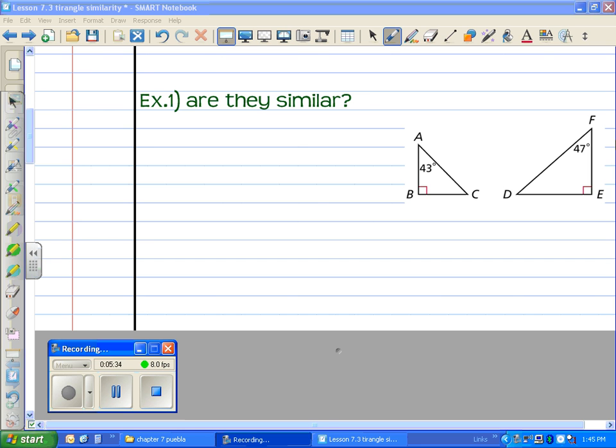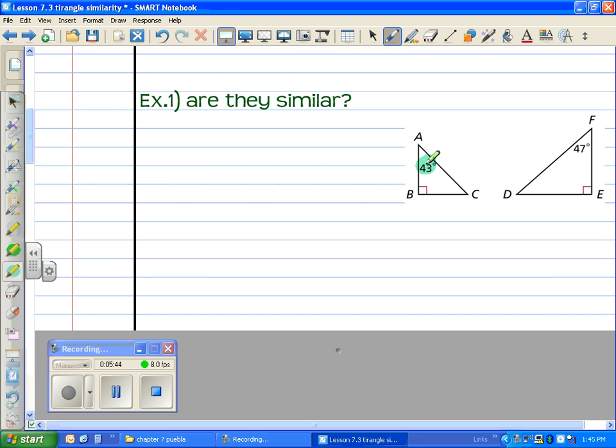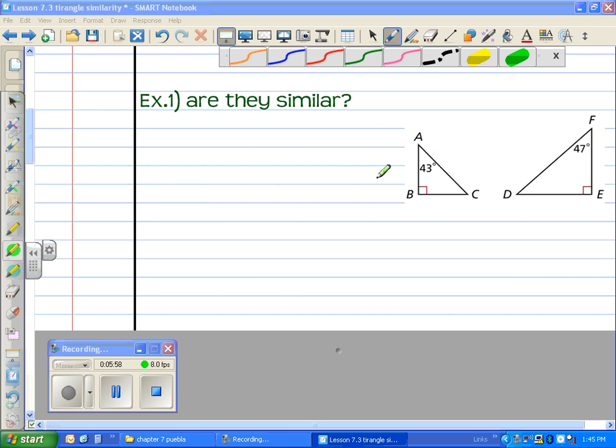Let's take a look at it. We have two triangles, triangle ABC and triangle DEF. I have one angle right there, angle A. Nothing matches up so far. The only thing that really matches is, if you notice, the right angle. There's one angle. Now guess what? As long as you can prove to me that they have another angle that's similar, then you can use angle-angle similarity and say they're similar.